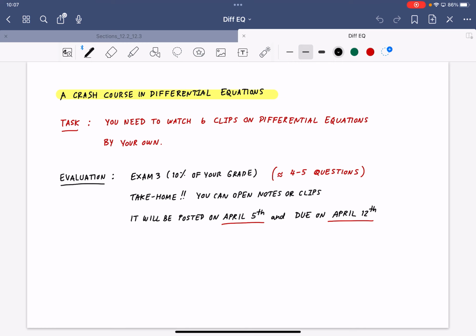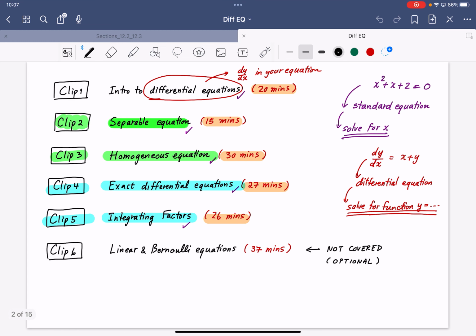So the thing that we learned last week is how to deal with differential equations, and this is going to be the part that is going to be tested by looking at the take-home exam. We learned how to deal with separable equations, homogeneous equations, and exact differential equations. The thing that we haven't talked about is the integrating factor.